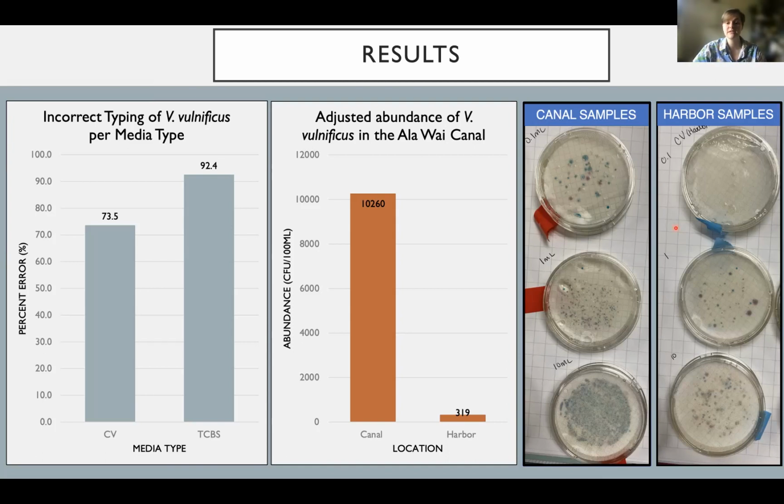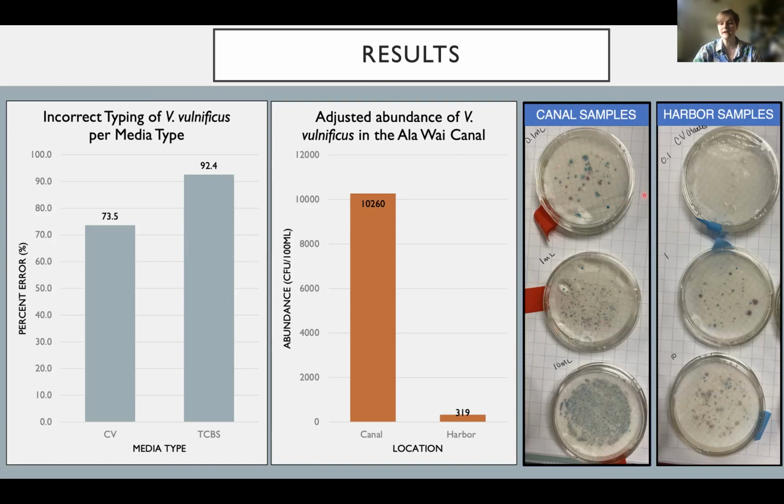So then we looked at how much Vibrio vulnificus we found at the 2 different locations. And when sampling the canal, we had a larger amount of Vibrio vulnificus per 100 milliliters in the canal versus the harbor. But this was pretty evident even before we did any type of calculation. As you can see in these images on the right, these are our filter plates from the canal sample and the harbor sample at each dilution.